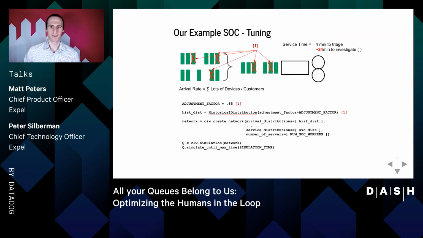All right, so now we're going to look at tuning. As you may know, not all security alerts, JIRA tickets are created equal. Some are just a straight waste of time. The best thing we can do is to drop them on the floor and not do that work. In our simulated world, this will be us adjusting the arrival rate to be lower. The way we've done this in the simulation is passed in an adjustment factor to our historical distribution that basically cuts out 15% of the alerts we saw.